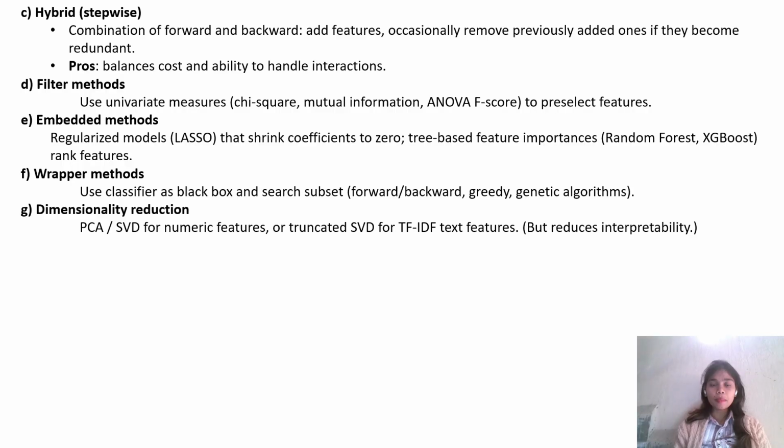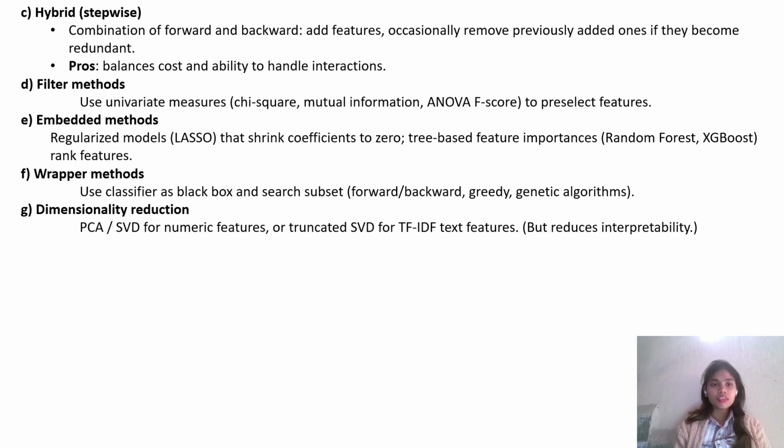C. Hybrid: a combination of forward and backward selection, adding features and occasionally removing previously added ones if they become redundant. Pros: balances cost and the ability to handle interactions. D. Filter method: use univariate measures. Fifth, embedded methods: regularization methods that shrink coefficients to zero, and tree-based feature importance to rank features.